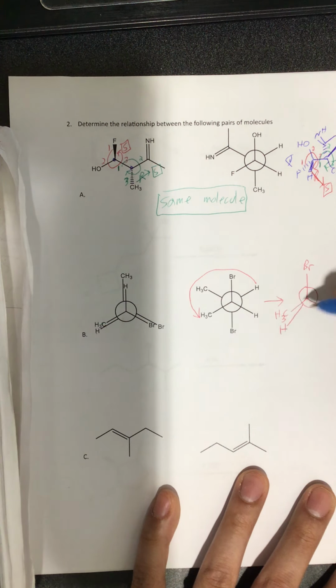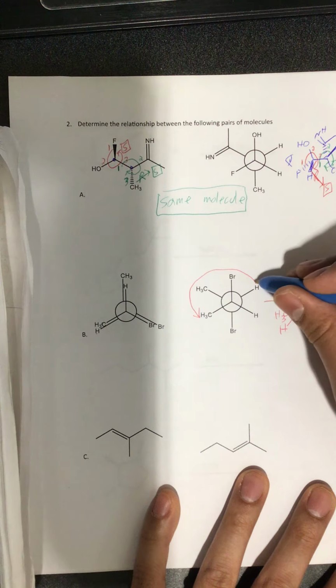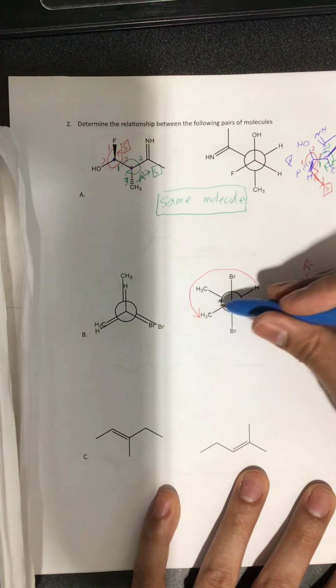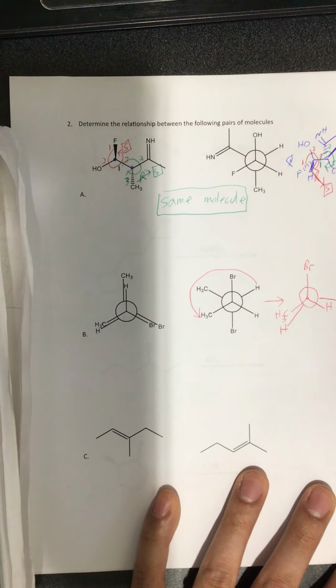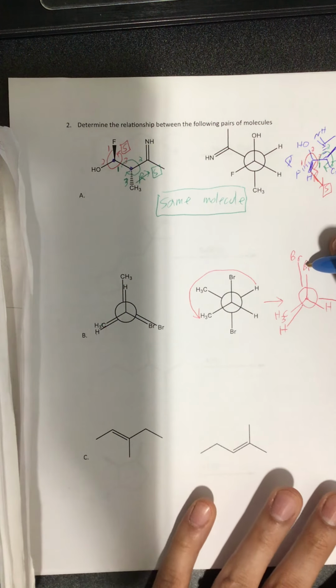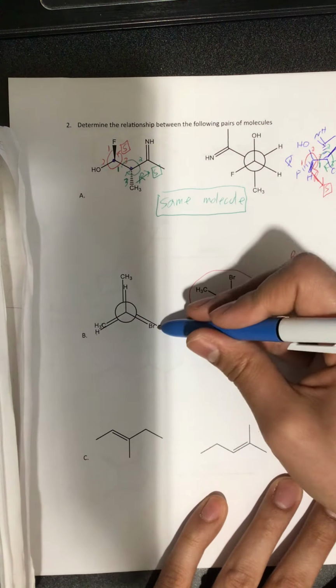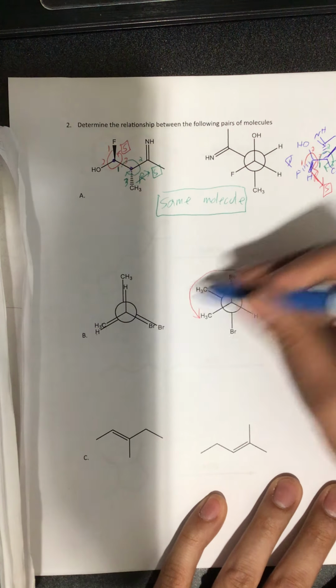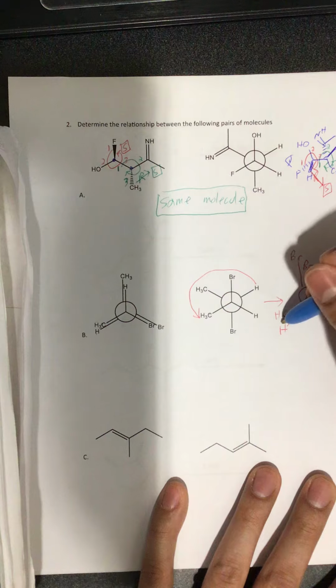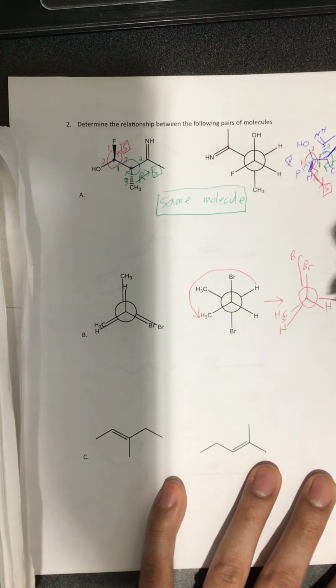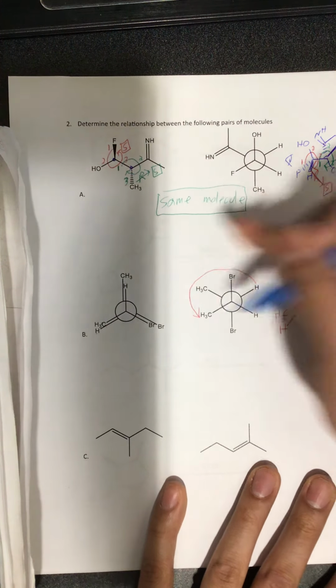The back carbon comes all the way over here. That means everything is going to be on the opposite side from where it used to be. This also brings the bromines together. Notice how the bromines were together here, and now they're up here. Now, when I have this, these are in the same place, but the stuff over here and the stuff over here is switched.